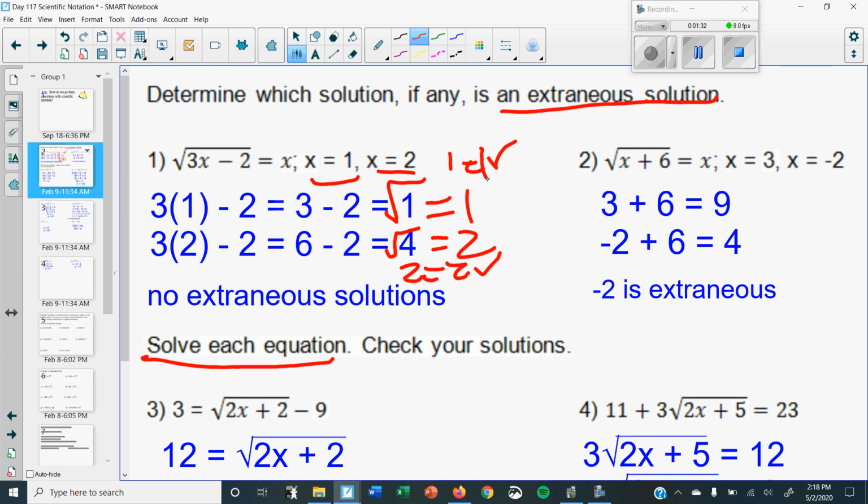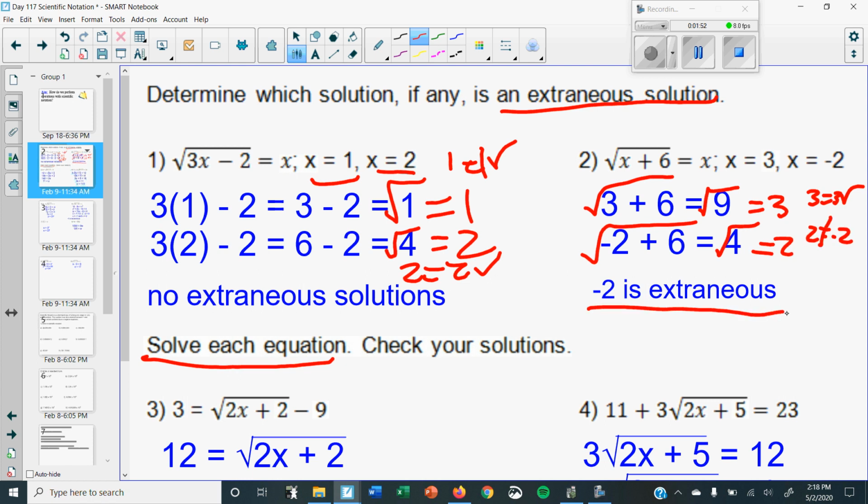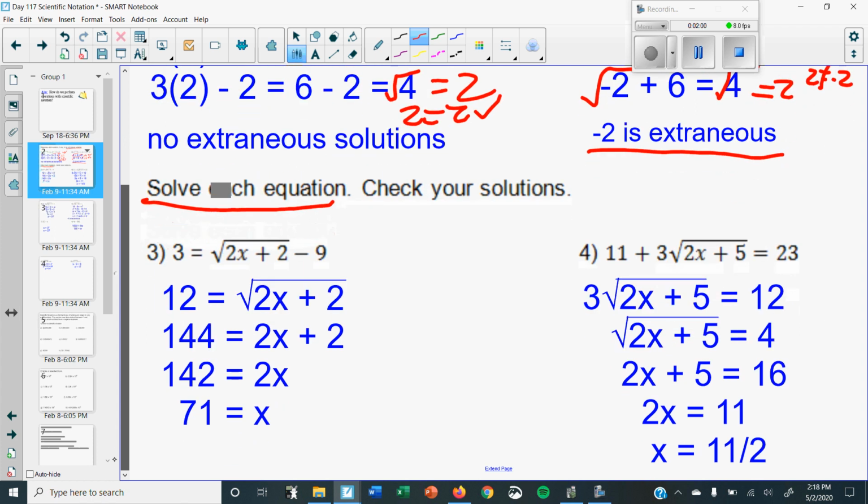The next one, again, I don't like how it was written. So, it should be the square root of 3 plus 6 is the square root of 9. The square root of 9 is 3. Does 3 equal 3? Yes, it is. So that worked. Okay, but when you do this, square root of 4 is 2. Does 2 equal negative 2? No. So the negative 2 was extraneous. That's the only time you should ever write it's extraneous. If we're asking, are there any extraneous solutions? For number 3, though, it says solve it. So don't talk about it.